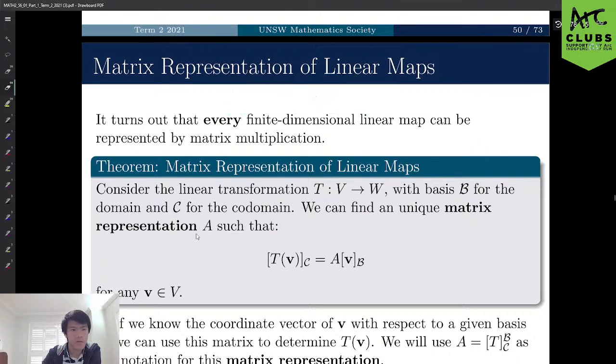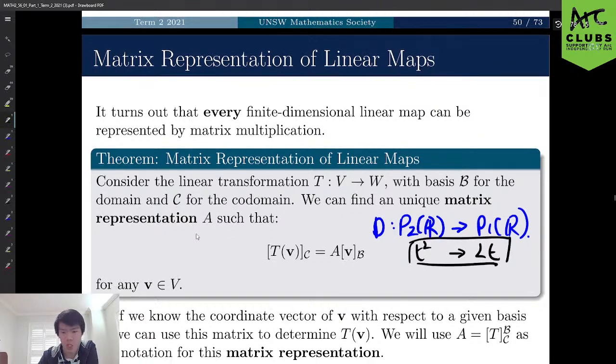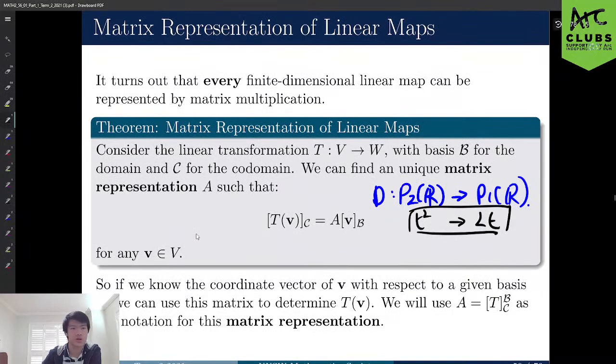So if you have a polynomial space, right, so you want to do the differentiation map. So the map that maps a polynomial to its derivative. So this is just mapping the degree 2 polynomials to the degree 1 polynomials. If we have a map like that, for example, we'll map something like t squared to 2t. Right? It doesn't seem like that can be expressed as matrix multiplication because we've got a polynomial, and we can't exactly multiply polynomials by matrices, right?